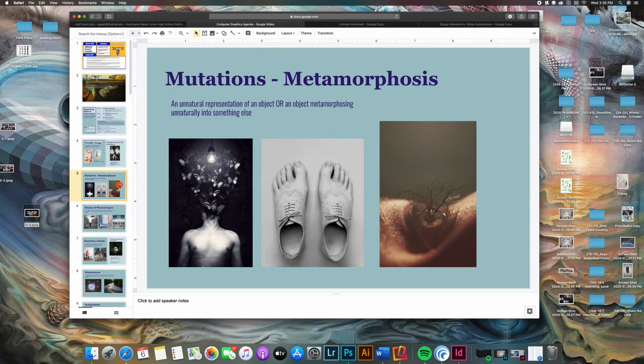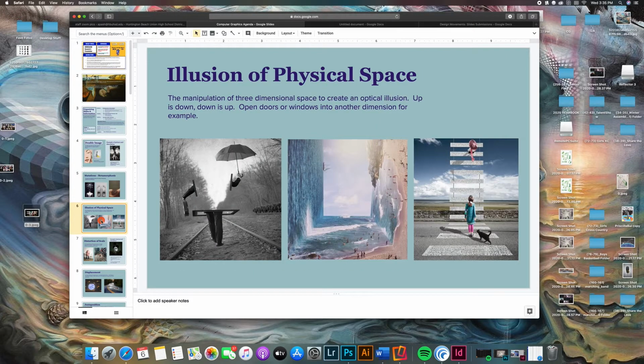Another concept here, mutations. Okay, so anything that's mutating into something else, two different forms blended together. Mostly you're going to get human or animal shapes or forms connected to that. As you can see, the head's turning into butterflies, the shoes into toes, and something's growing out of the eyes here.